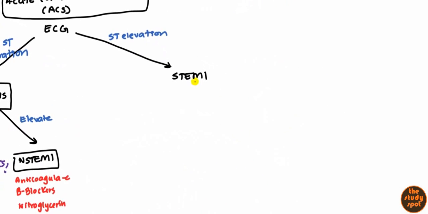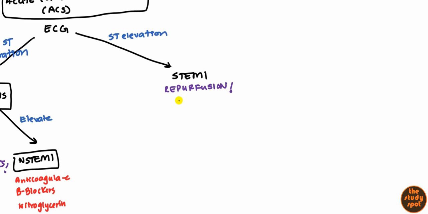So now that we're done with that, we can go ahead and talk about ST-elevated MI. In ST-elevated MI, the first thing you want to think about doing is reperfusion. But on top of reperfusion, you still want to be making sure you're giving the anticoagulants, beta blockers, and nitroglycerin as well. So the question is, how are you going to reperfuse?